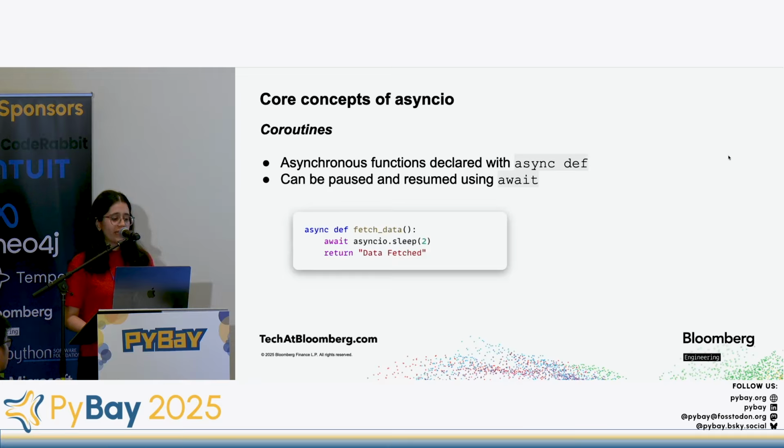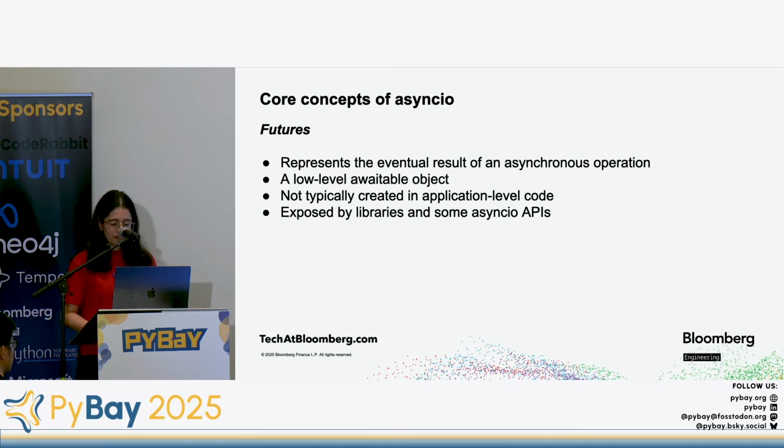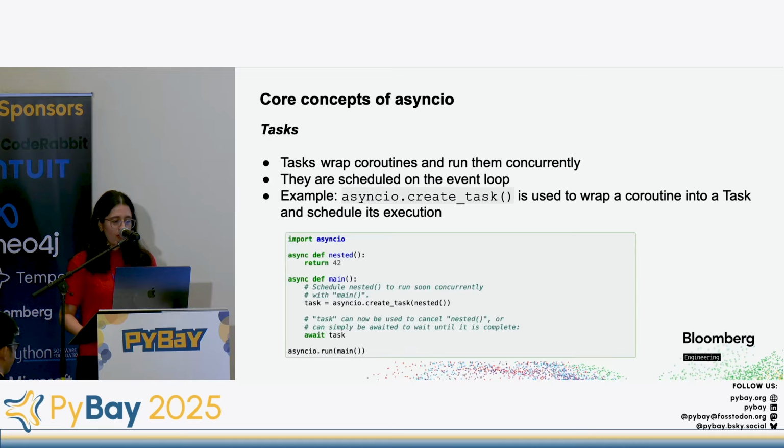Then we have coroutines, which are asynchronous functions declared with async def syntax. As you can see in this code example, we have a coroutine fetch data that can be paused and resumed using await. Then we have tasks that wrap coroutines and run them concurrently. Tasks are scheduled on the event loop. In this example, we have a coroutine nested that is wrapped using asyncio.create_task, and then we simply wait until it's complete.